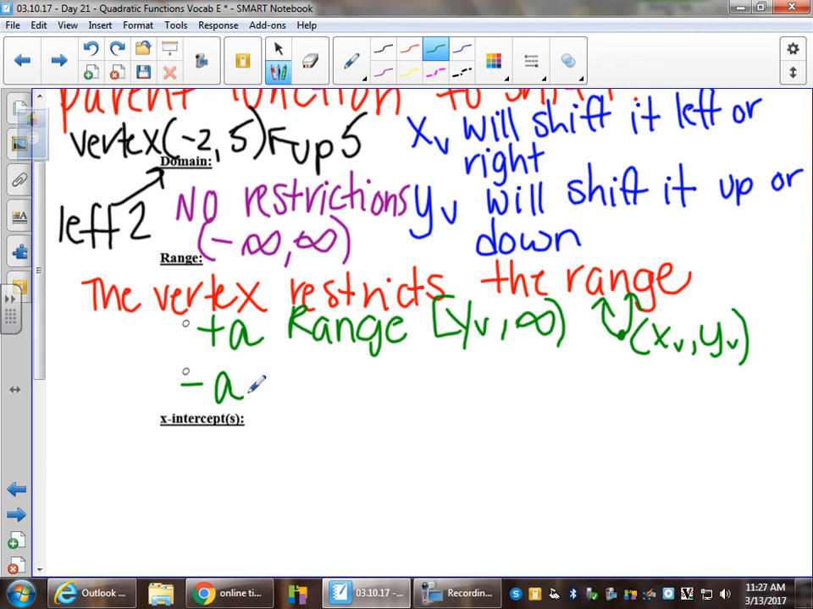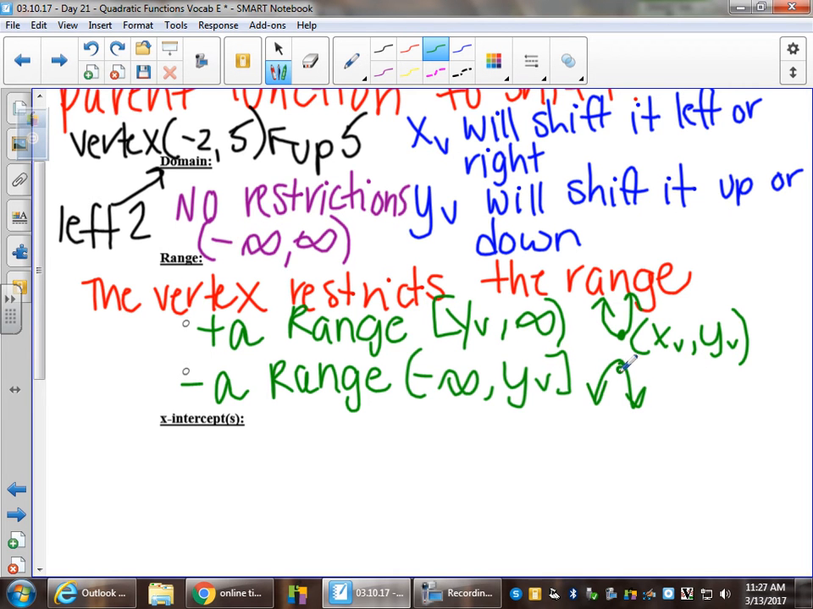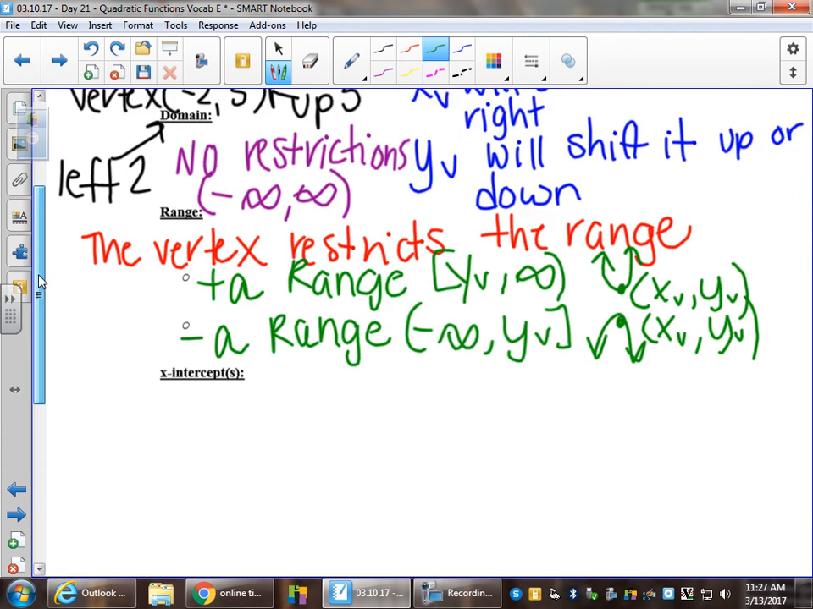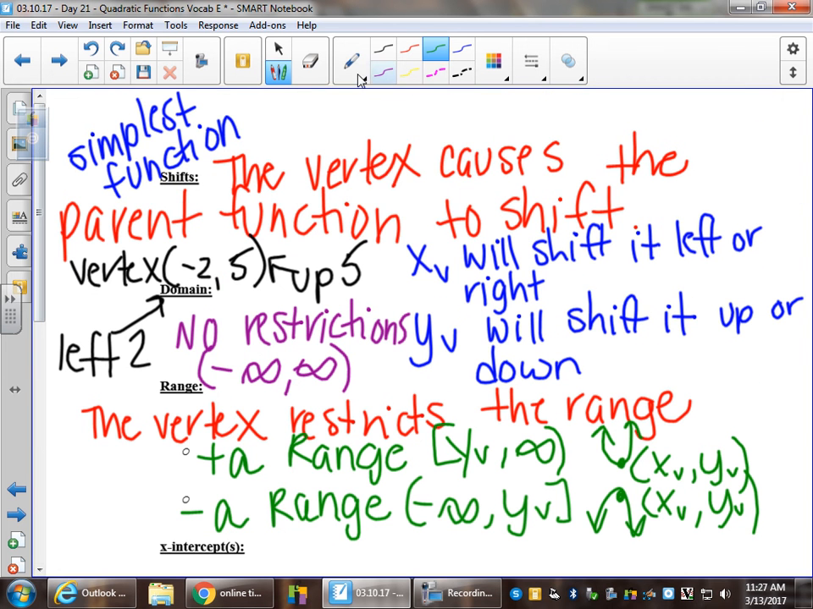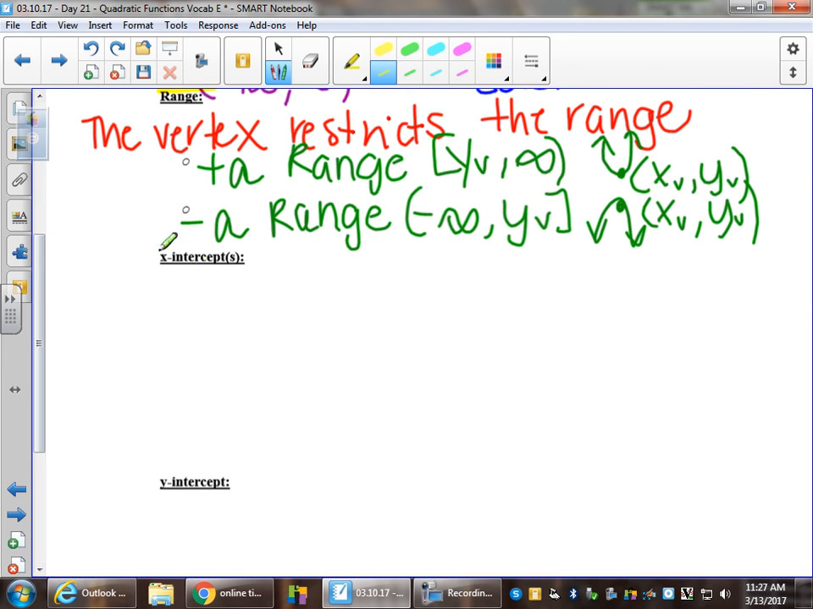When you have a negative A, your range will be negative infinity, comma, y value of the vertex. And your graph will go down because our A is negative. Our vertex is still going to be xv, comma, yv. Again, if you didn't, make sure you highlight all these terms because they're our key vocabulary.